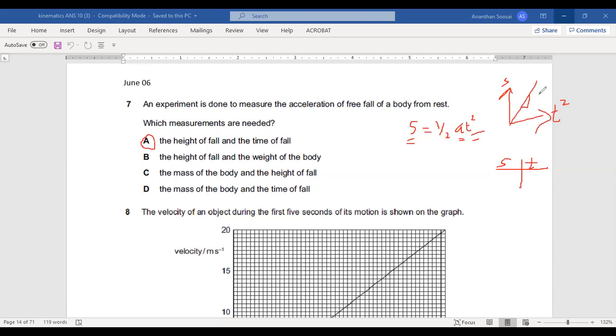So the gradient represents what? Gradient is y equals mx, your linear law concept. The gradient will be half a. One structured question came out like this. So the gradient is half a, not a. It's half a, your linear law. Okay, so height and time are needed.